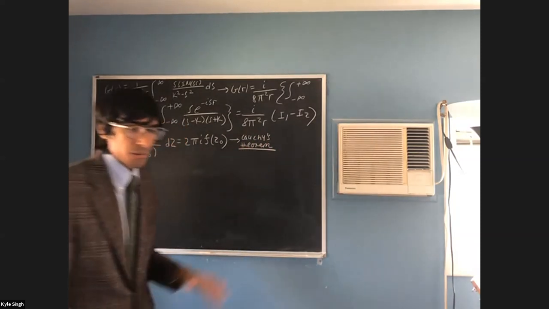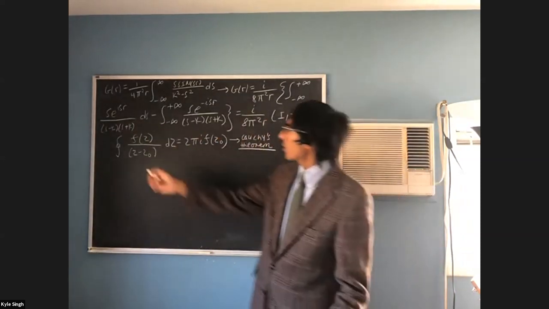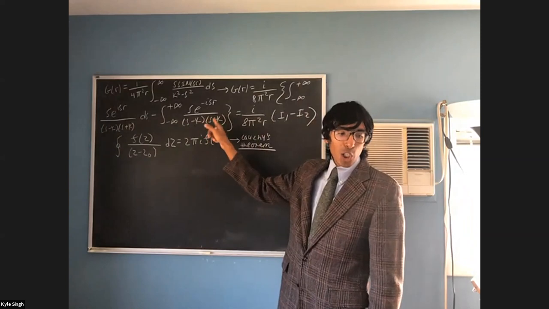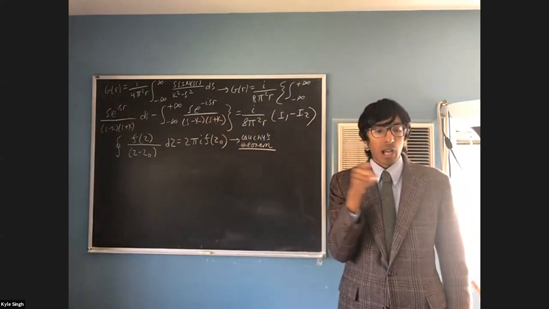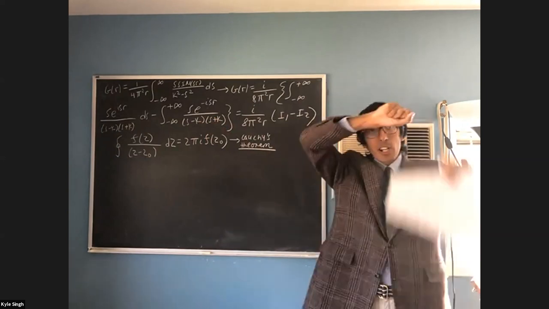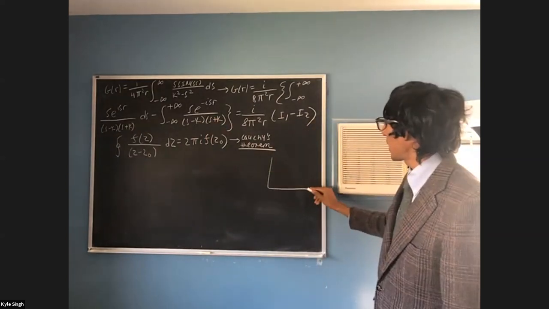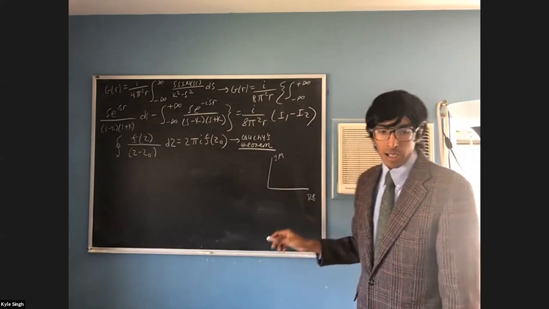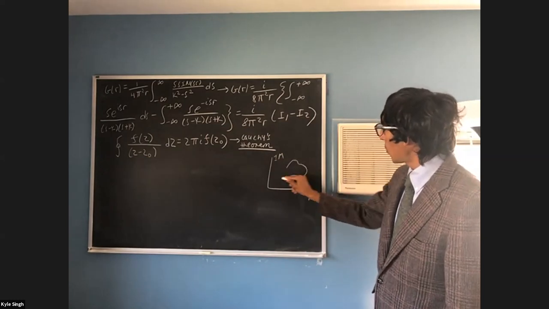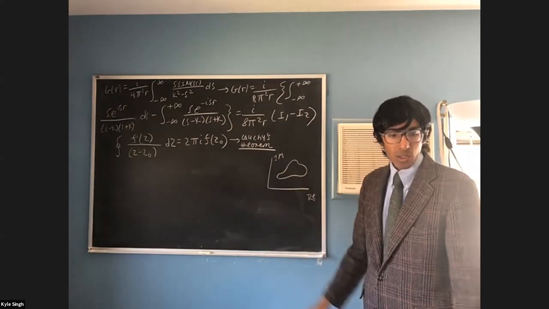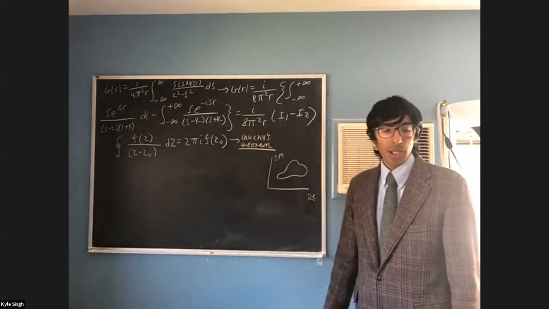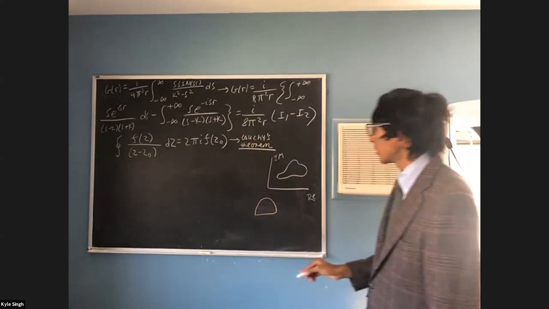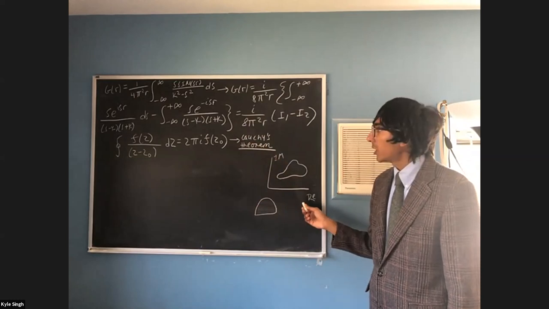Okay, let's break this down. Why did I draw a little circle around the integral? First of all, this function makes a closed loop in the complex plane. Let's say I have a complex plane, with the reals here and the imaginary parts here. I can have any closed loop, any closed surface. If you put this into a complex plane grapher, you'll find that this makes a semicircle along the complex plane.